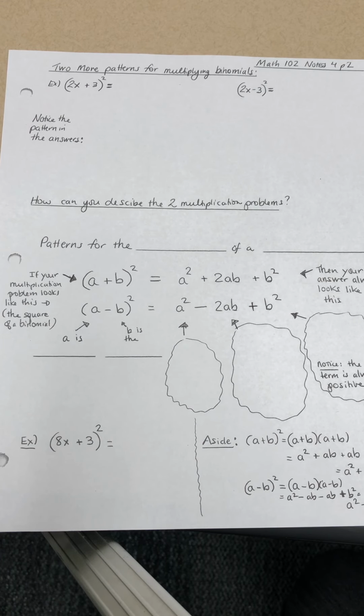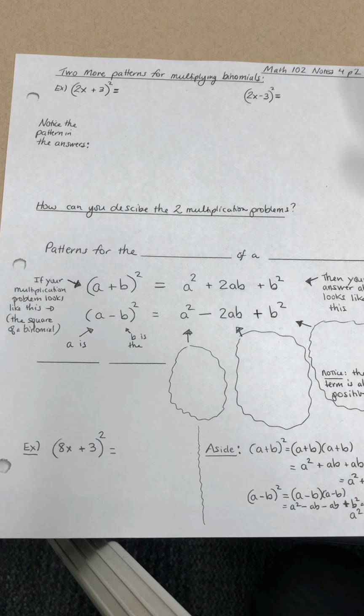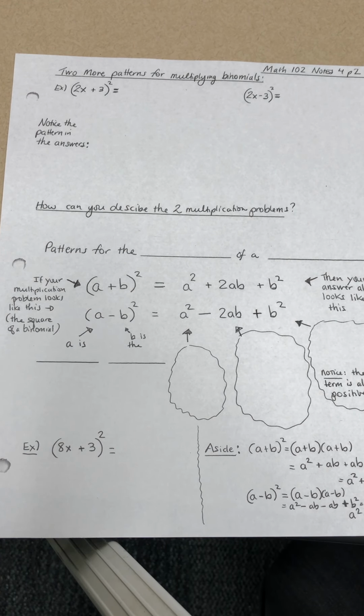This is notes 4, page 2. Here we're going to look at patterns, shortcuts for squaring a binomial. It's so important that you develop language to recognize and name what you're seeing when you look at a problem.